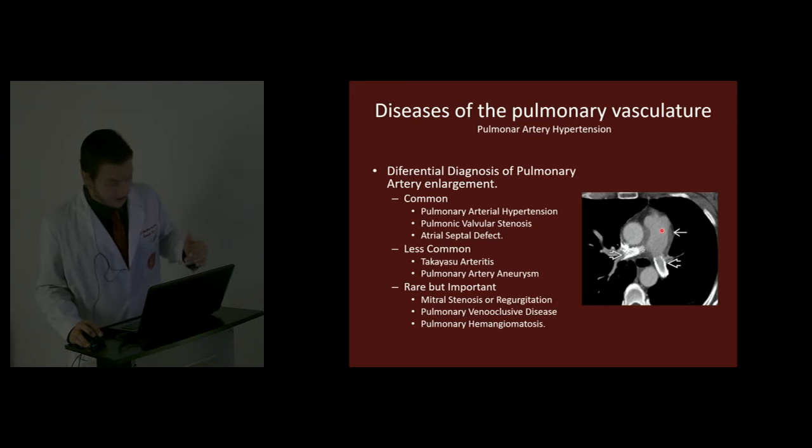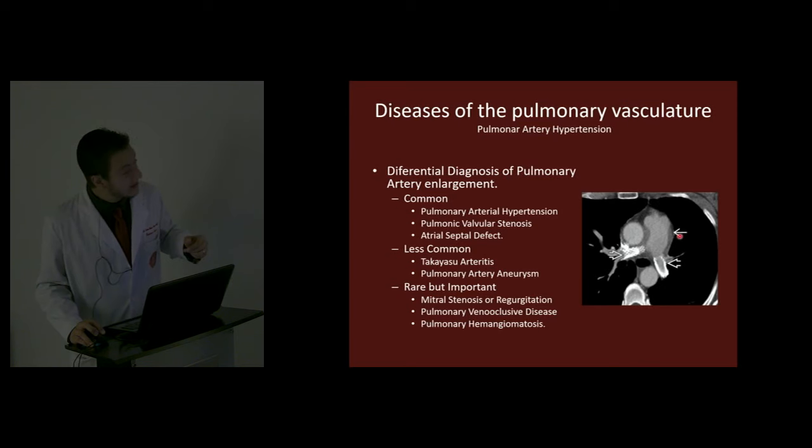If we have an enlarged pulmonary artery, there are some 5 or 6 pathologies we have to consider. The most common differential diagnosis is pulmonary artery hypertension, pulmonic valvular stenosis, or atrial septal defect. Less commonly, we could have Takayasu arteritis or a pulmonary artery aneurysm. And rarely, but important, we can have mitral stenosis or regurgitation, pulmonary veno-occlusive disease, which is exclusively a postcapillary idiopathic disease, or pulmonary hemangiomatosis.